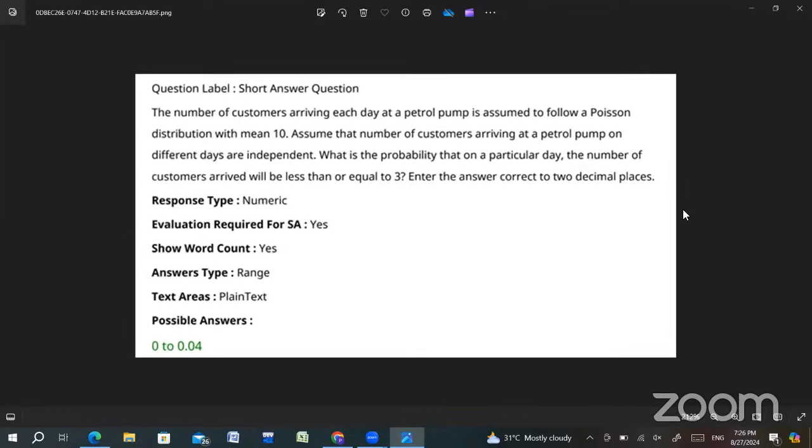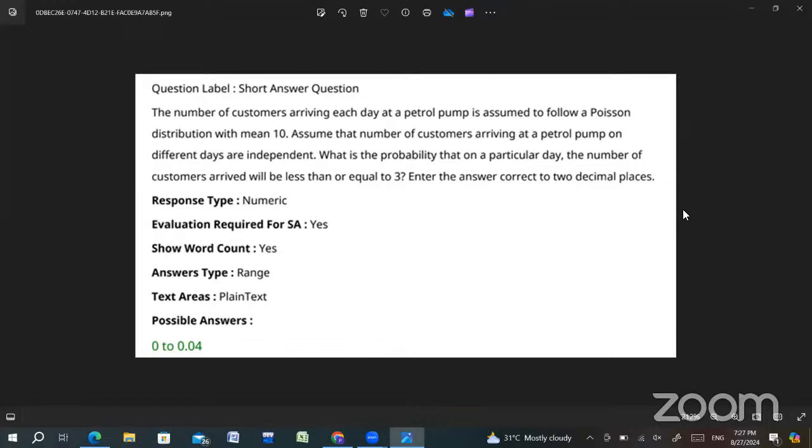It is given that the number of customers arriving each day at a petrol pump is assumed to follow a Poisson distribution with mean 10. So lambda is given as 10. Now assume that the number of customers arriving on different days are independent. What is the probability that on a particular day, the number of customers arrived will be less than or equal to 3? So you have to find the probability that x is less than or equal to 3.